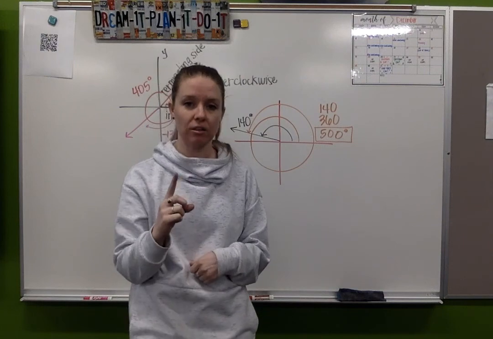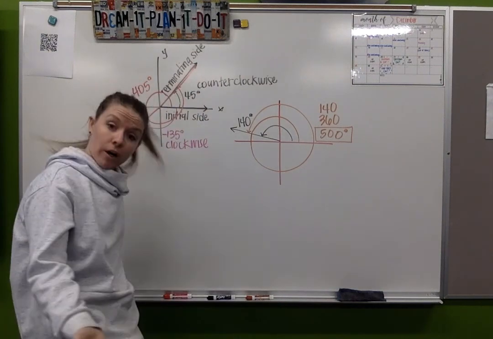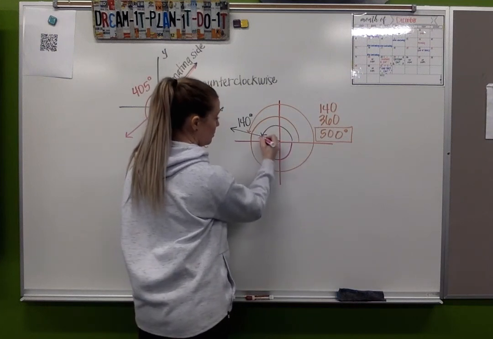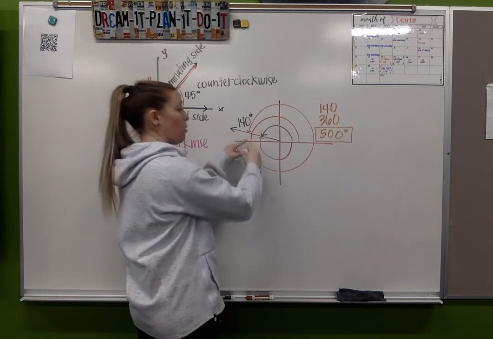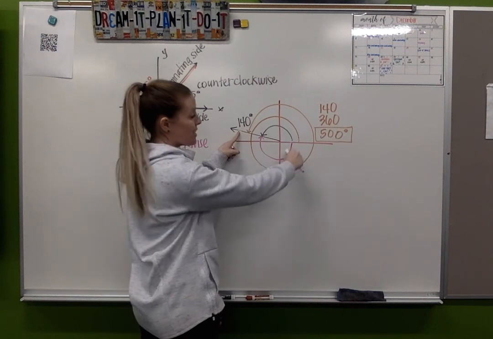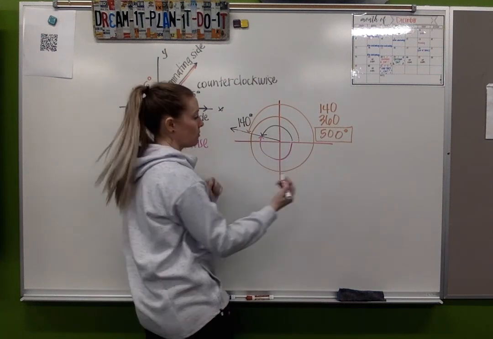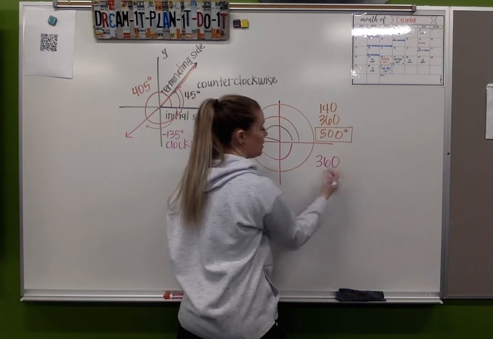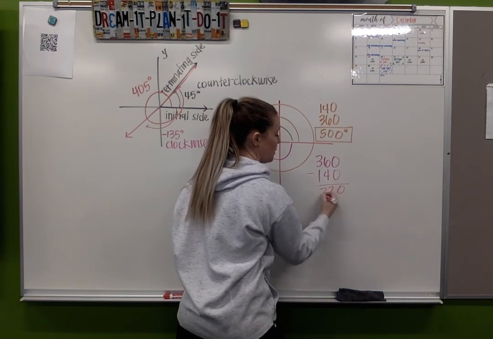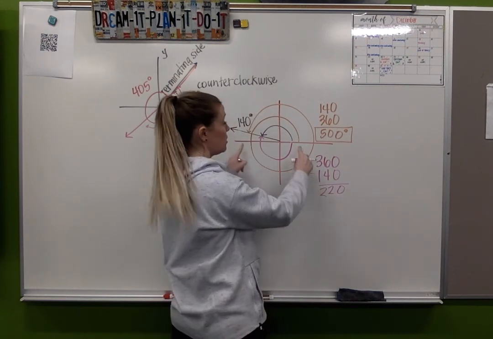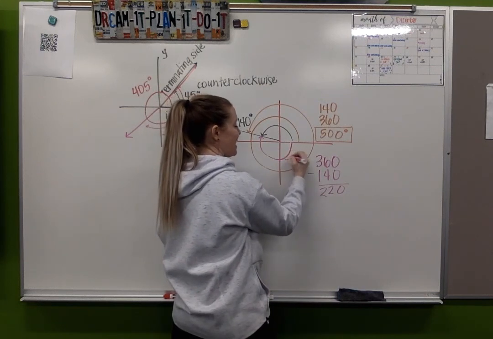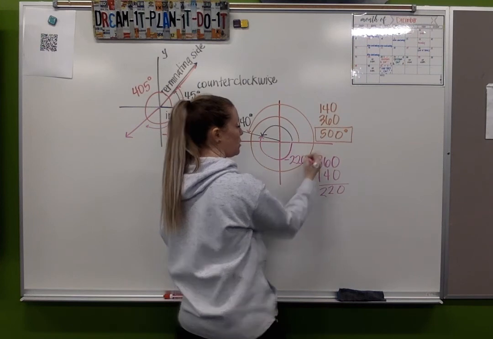Just rotate one full cycle around. Or another way is that we could rotate backwards. So if I go here and I go all the way around, that's a 360, but I only went 140. So what's left of that angle? Now I'm going to take 360 and subtract my 140. That gives me 220 degrees. So this is going to be a negative 220 degree rotation.